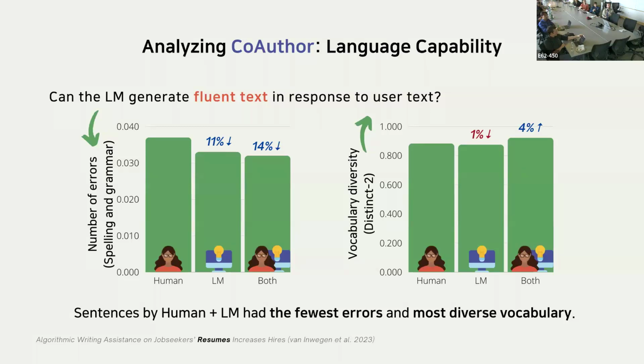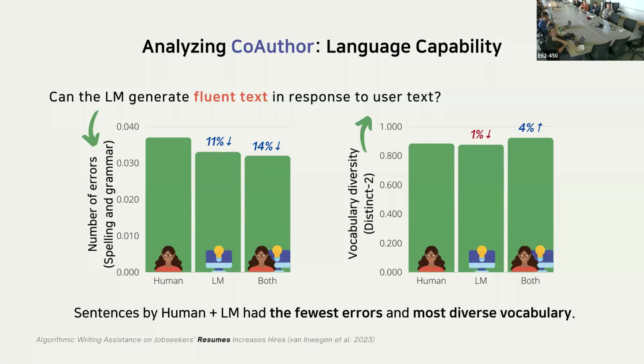When we look at the number of errors, mostly spelling and grammar errors, we see that the sentences written by both human and AI have the fewest errors. I think that matches with John's paper about algorithmic writing assistance, so we do see some improvement there. And for vocabulary diversity, the difference is smaller, but at least directionally, I think it's promising in that the sentences written by both human and AI seem to have slightly more diverse vocabulary.